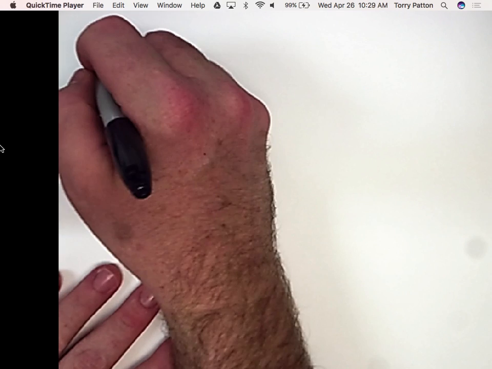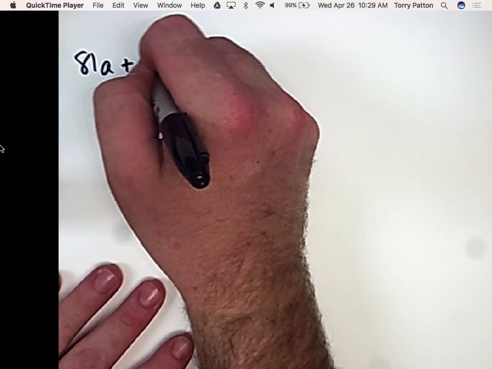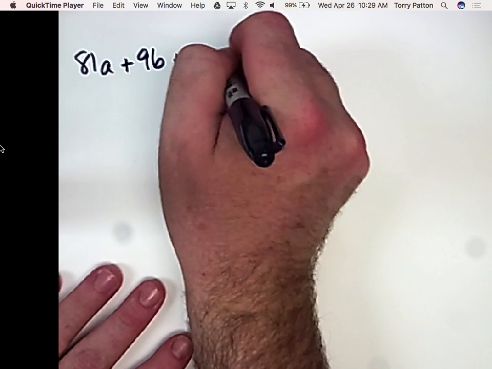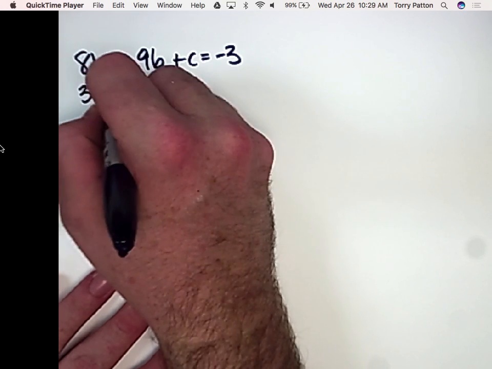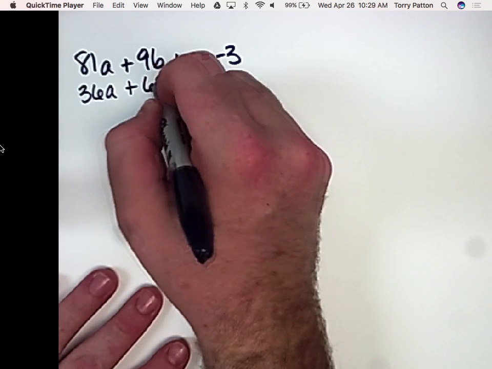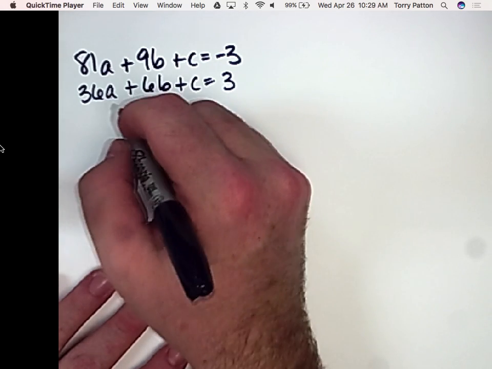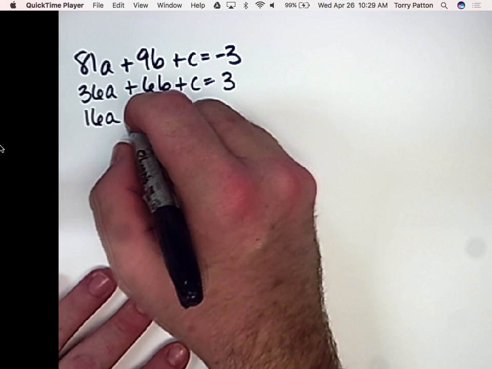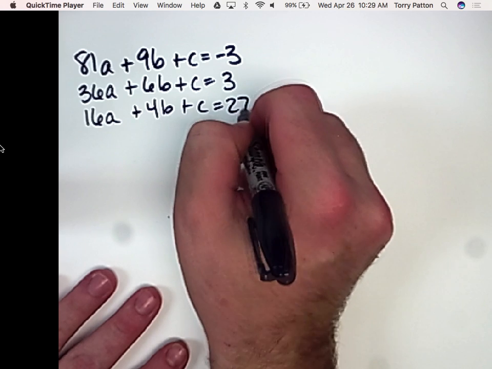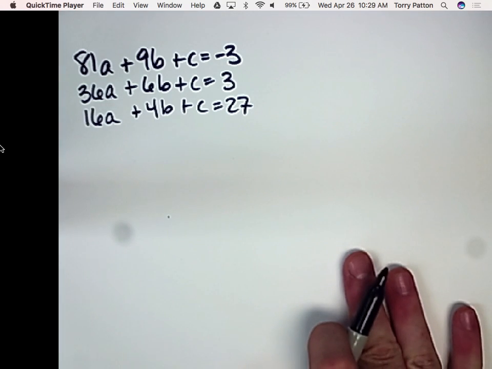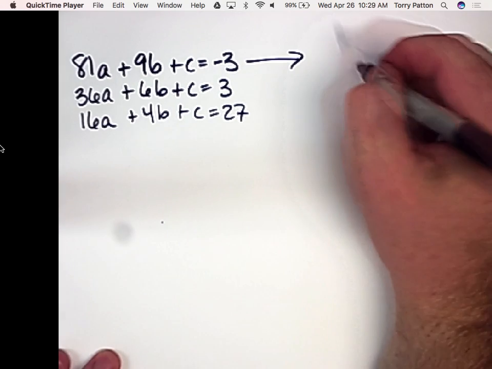So we've got 81a plus 9b plus c equals negative 3. Then we have 36a plus 6b plus c equals 3. And we have 16a plus 4b plus c equals 27. Okay? If you remember, you just copy the first one the way it is.